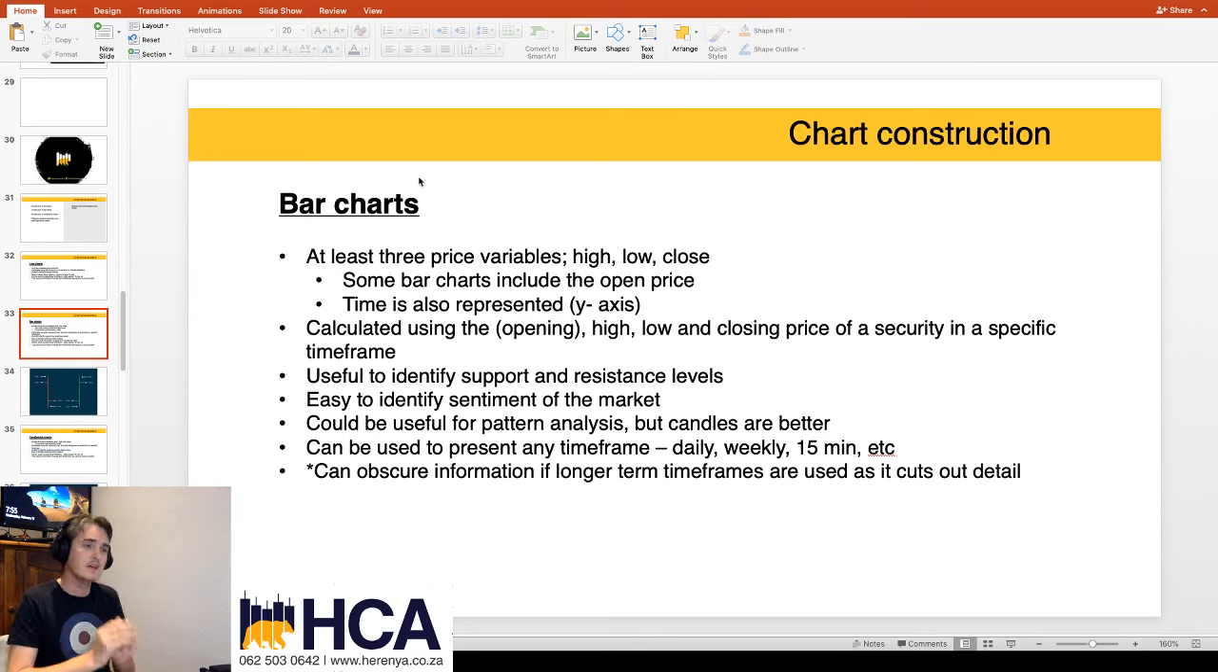These are very useful in identifying support and resistance. So if you remember last week, we spoke about the different methods of identifying support and resistance. A lot of them came down to identifying the lows and highs on bar charts, and how those lows and highs interact with each other over a period of days.